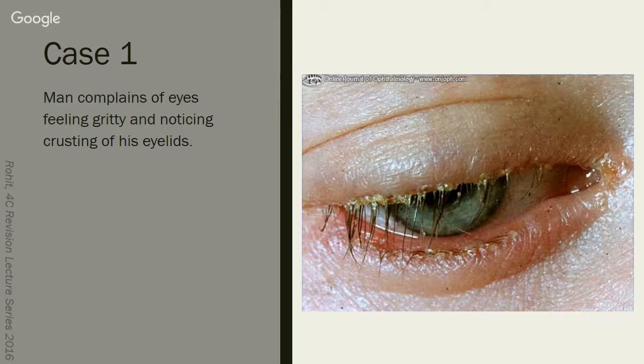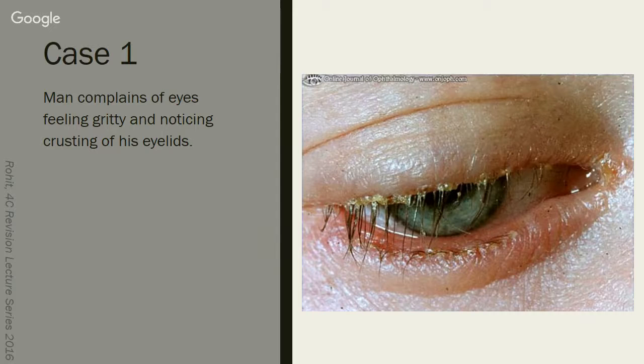So we've got a man, and these are all questions that could come up in your exam. They're not unreasonable. A man complains of eyes feeling gritty and notices crusting in his eyelids. Diagnosis? Conjunctivitis? No, not quite. Yeah, blepharitis. So the key wasn't conjunctivitis, we're talking about external eye conditions.